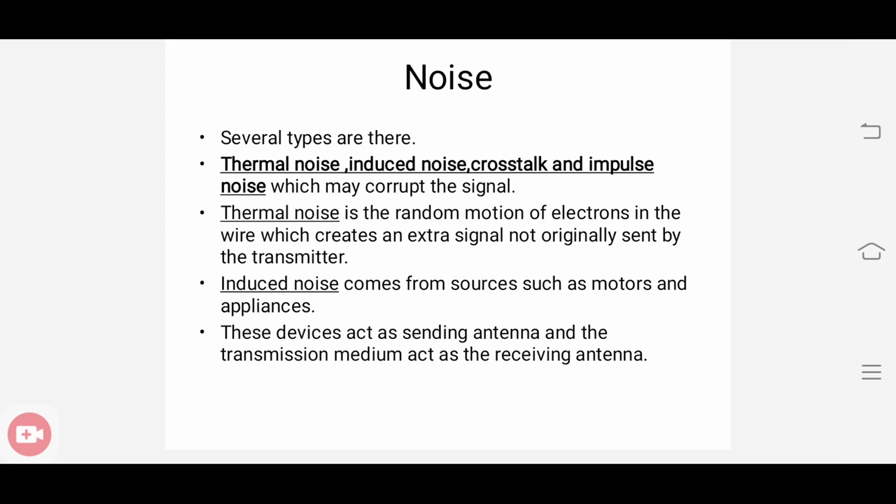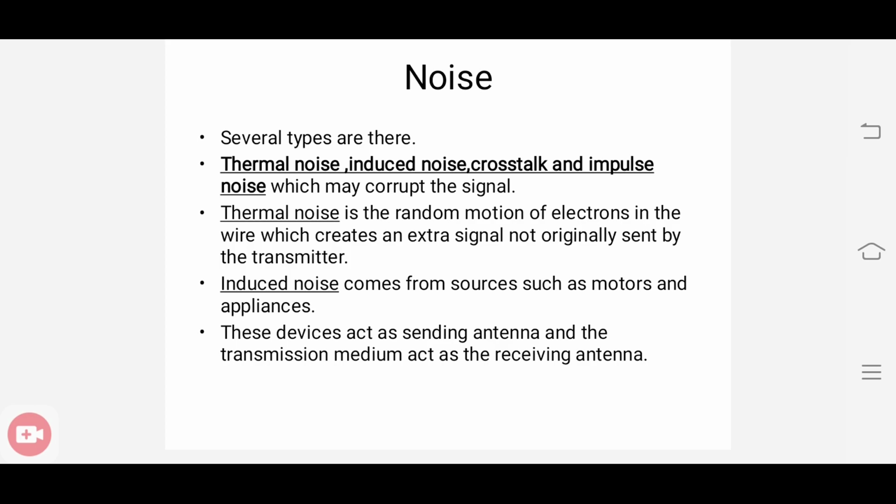There are different types of noise. In this chapter we are discussing four types: thermal noise, induced noise, crosstalk, and impulse noise. What is noise? Noise is an unwanted signal. The first one, thermal noise, happens when there is random motion of electrons in the wire, which creates some extra signals at the receiver side that were not actually sent by the transmitter. And the second noise is induced noise.